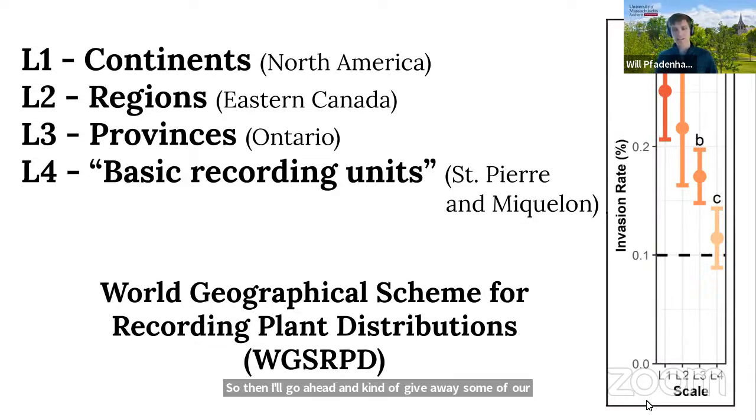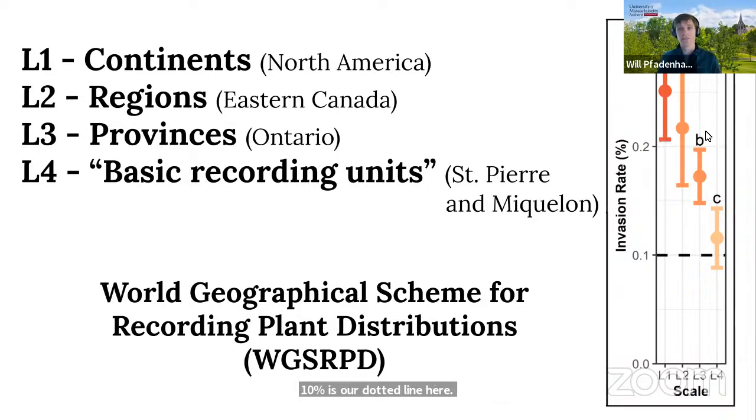On this graph, you can see across the bottom we have L1, L2, L3, and L4, which are our 4 scales. And then on the y-axis, we have invasion rate. You can see a couple of patterns right off the bat. First, most of these percentages are higher than 10%. So 10% is our dotted line here. Most of these proportions are much higher than 10%.